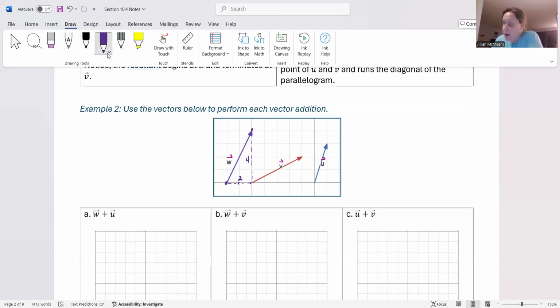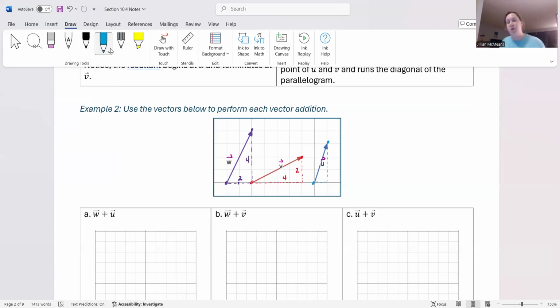Okay. Now v we're going to do in red. So this is my initial point. This is my terminal point. To get from one to the other, I would go to the right one, two, three, four, and then I would go up two. So to the right four, up two. And then I'm going to use a bluish color for u. So this is my initial point. This is my terminal point. And I would go to the right one, and then I would go up three. Okay, so keep that in mind because we're going to use that to help us add.